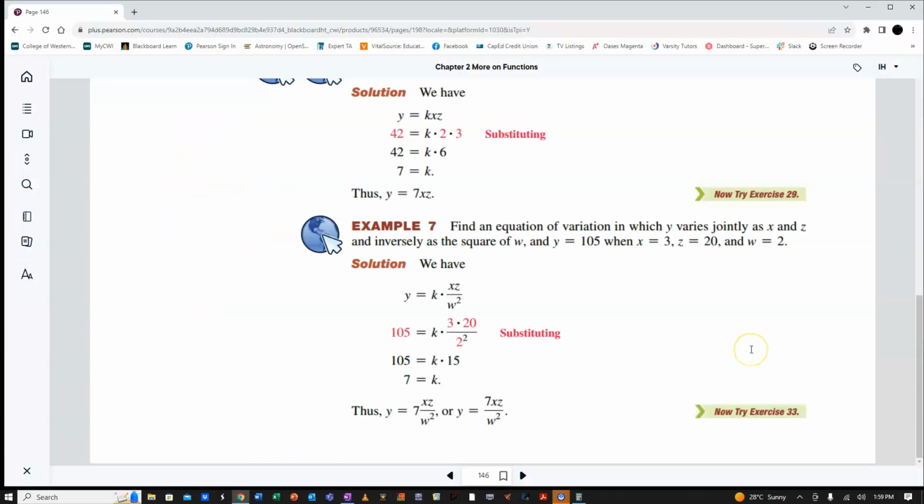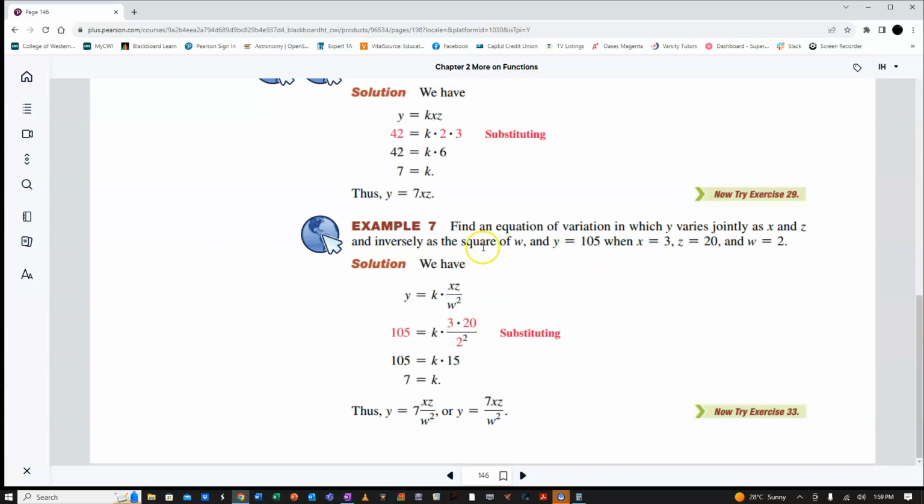So we can further extend these ideas. In example 7, we are told to find an equation of variation in which y varies jointly as x and z and inversely as the square of w. And y will equal 105 when x equals 3, z equals 20, and w equals 2.